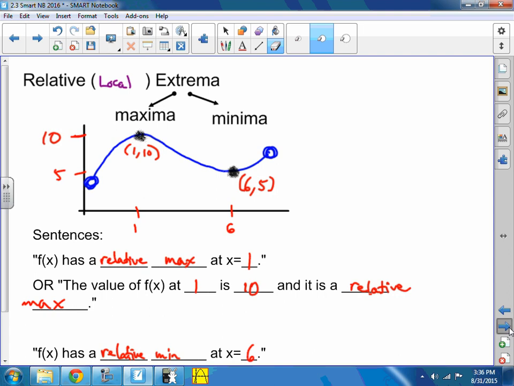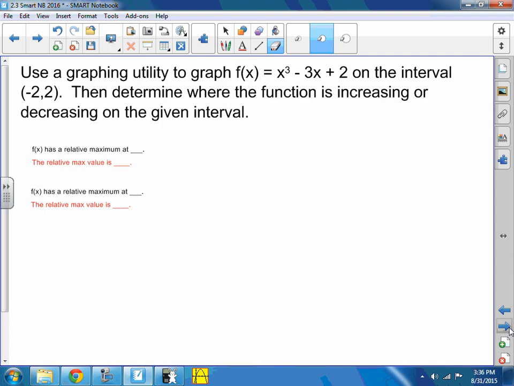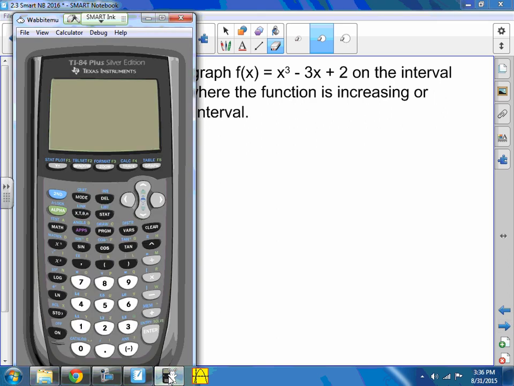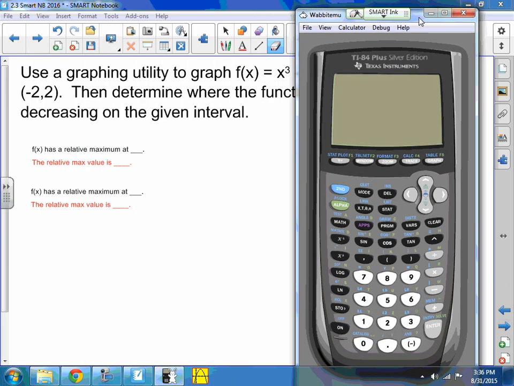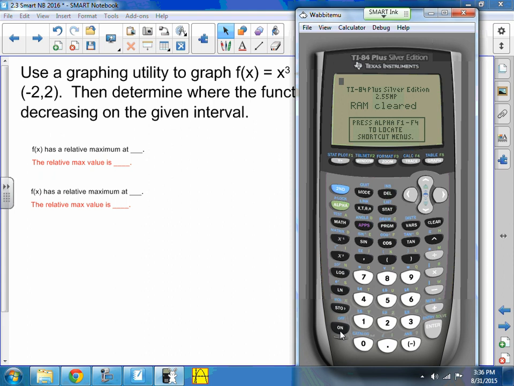Next is use a graphing utility to graph f of x equals x cubed minus 3x plus 2 on the interval -2 to 2, and then determine where it is increasing or decreasing on that interval. For that, I'm going to use a graphing calculator. If you have your graphing calculator, get that out. If you don't, you can just follow along, but make sure you write down the keystrokes.